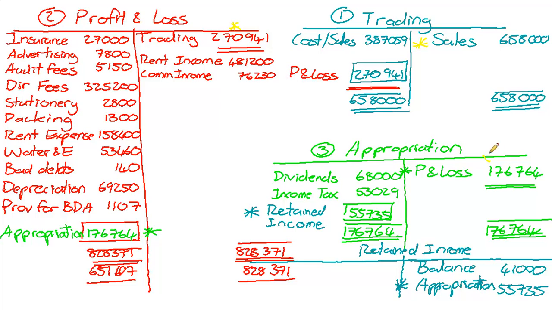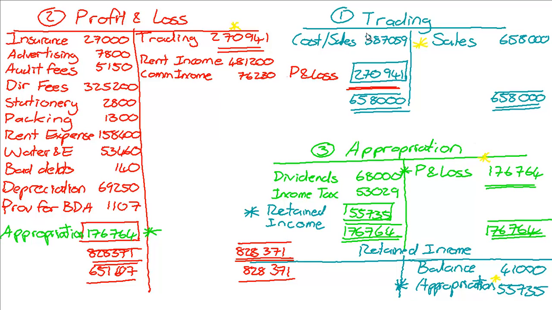So my sales figure is now sitting in here as part of the appropriation account. Then we take some of that and we allocate it to dividends and income tax. And finally, my sales figure will be part of this figure here, which ends up in retained income. But in order to get there, it had to go through the whole process. First it went to the trading account, thereafter it went to the profit and loss account, thereafter it went to my appropriation account, and finally it ended up in the retained income.